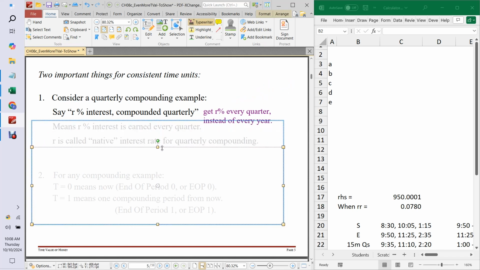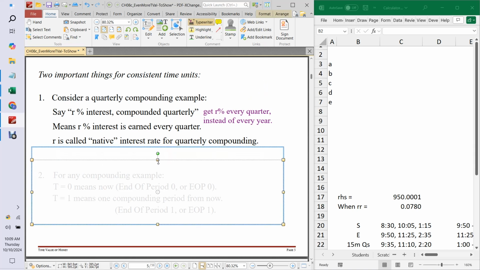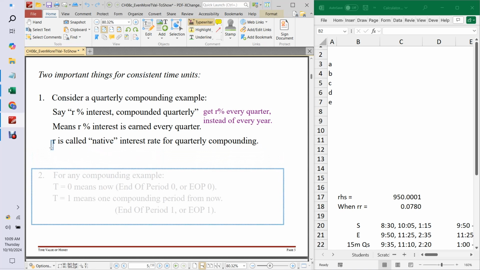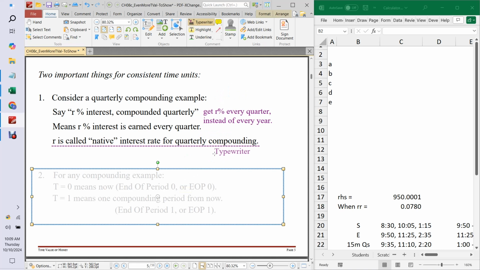And when we do this, we say that R is the native interest rate for quarterly compounding. So this terminology is going to be important. So let me highlight that by underlining it. The interest rate that we use with all of our time units being consistent is called the native interest rate. So in this example, it would be our native interest rate for quarterly compounding.